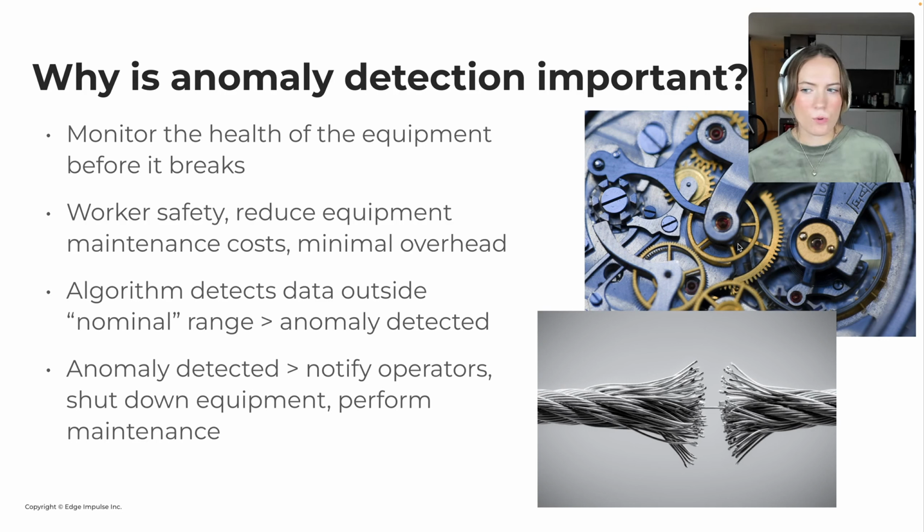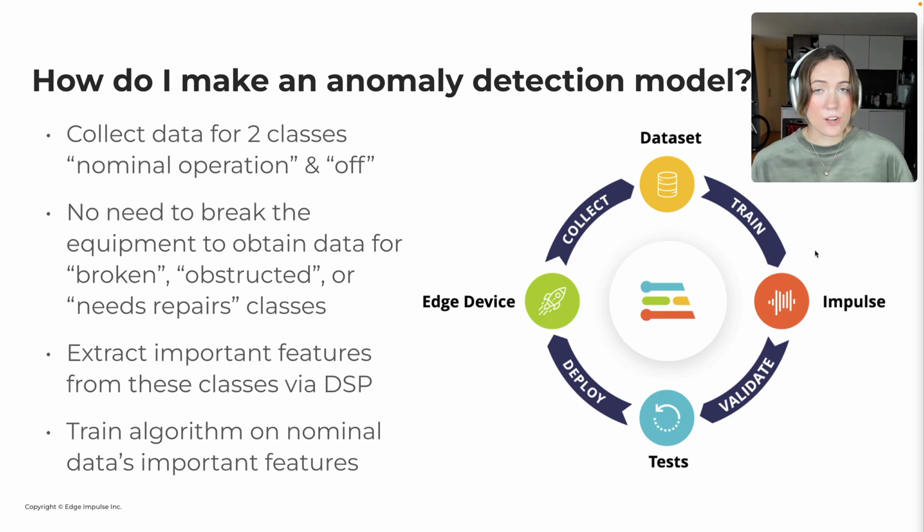The model essentially works by detecting when data outside of the quote unquote nominal range is detected. And that detection that is outside the nominal range is considered the anomaly. So when your anomaly is detected, we notify our factory operators or machine operators. We can shut down the equipment remotely and then perform maintenance. So now that I know what an advanced anomaly detection model is, how do I make this model?